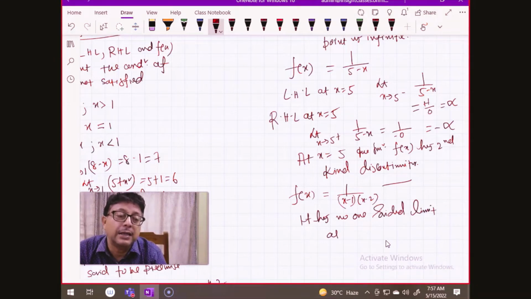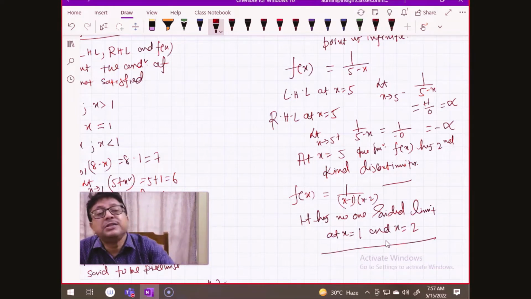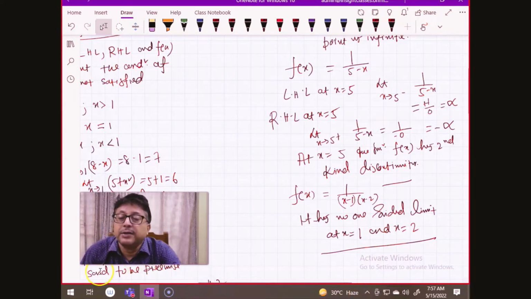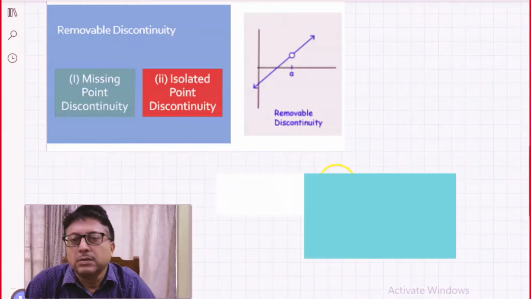at x equal to 1 and x equal to 2. So this is said to be a discontinuity of second kind. Okay, all of you understand?